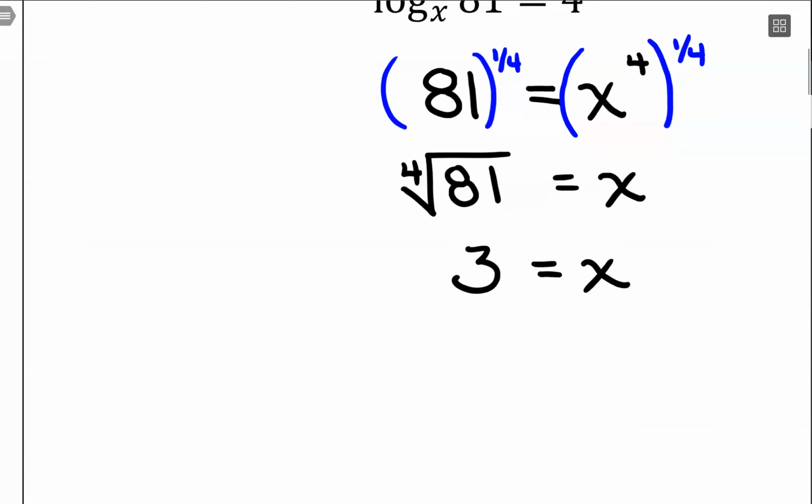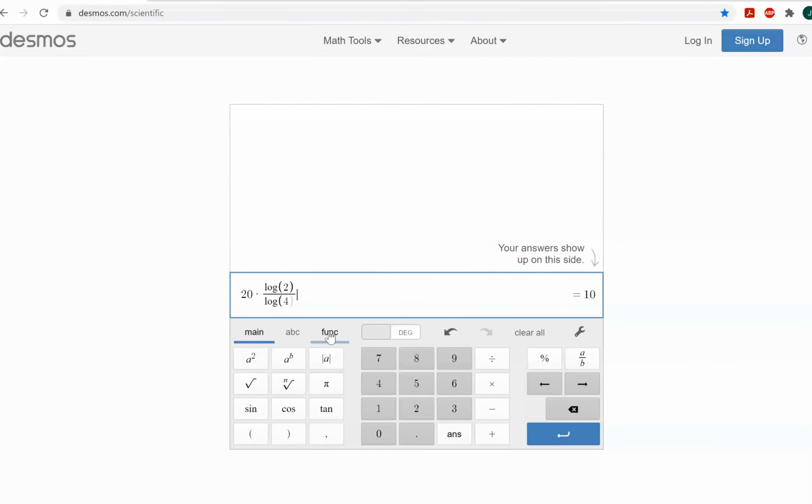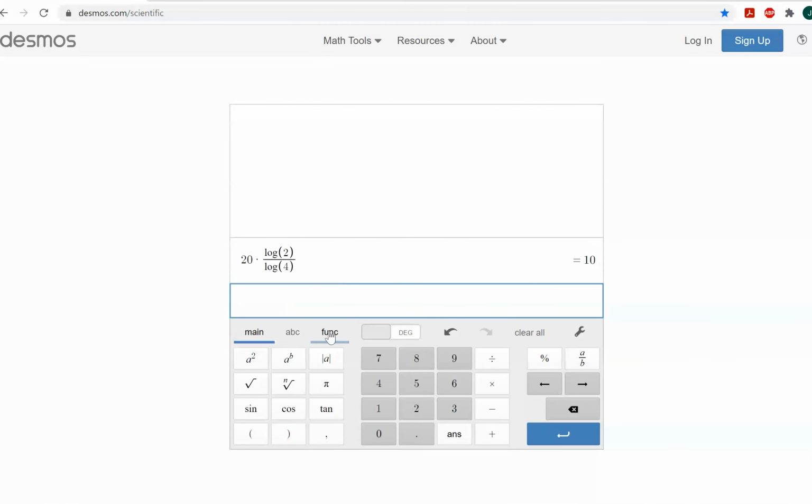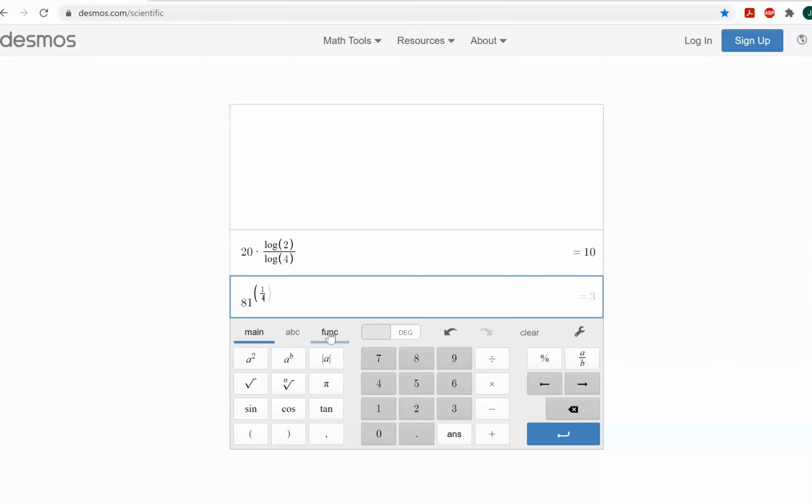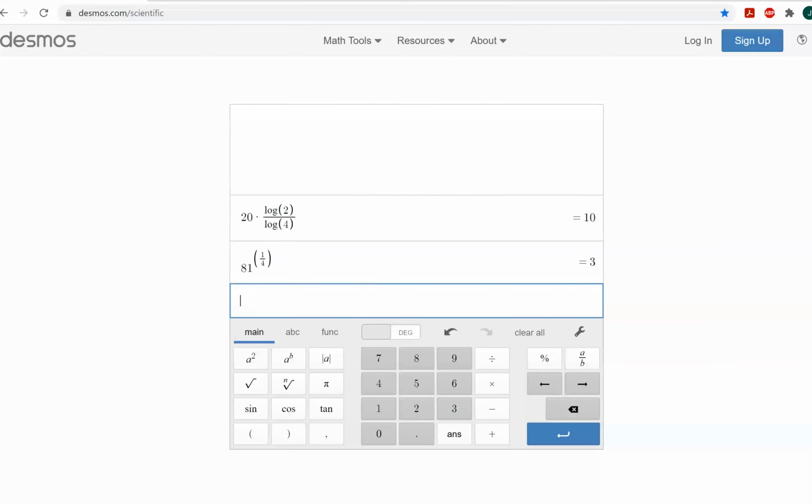And you can type it in. In fact, it's usually a bit easier to type in those rational exponents into the calculator, putting in 81 to the 1/4 power, 1 divided by 4. And we can see our value of 3 there. That works great.